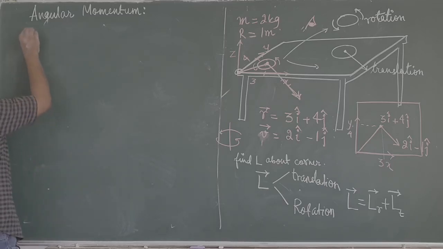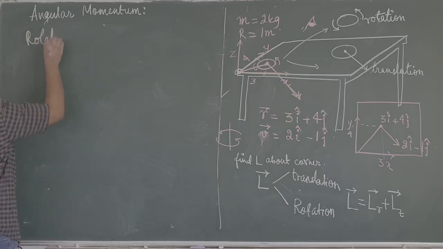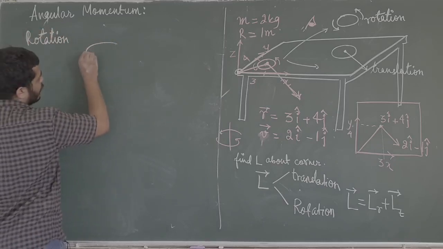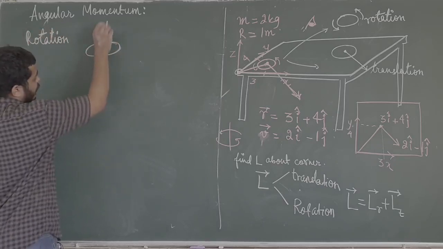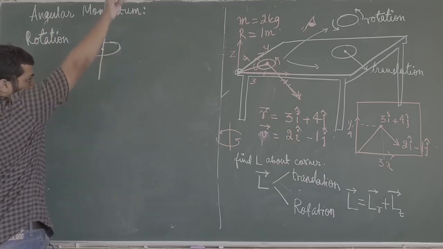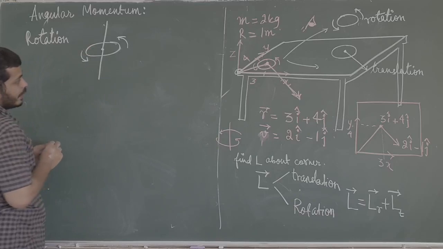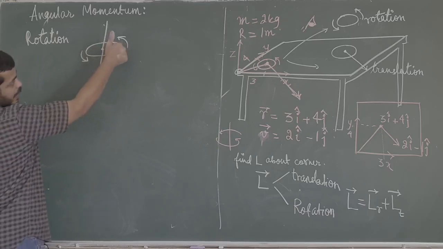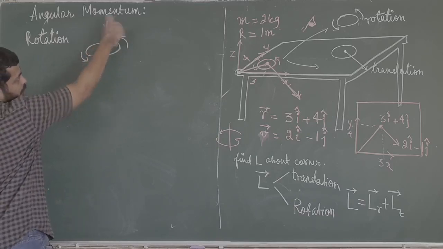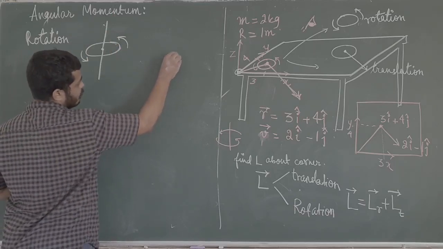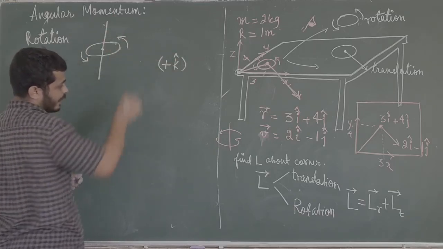Let's start with the rotation part. How is our particle rotating? This is our carom striker. The axis is the z axis and it is rotating in this direction. So what direction do we have? Take your fingers, wrap them around, and your direction is positive z. So because of the rotation, your direction is plus k cap.